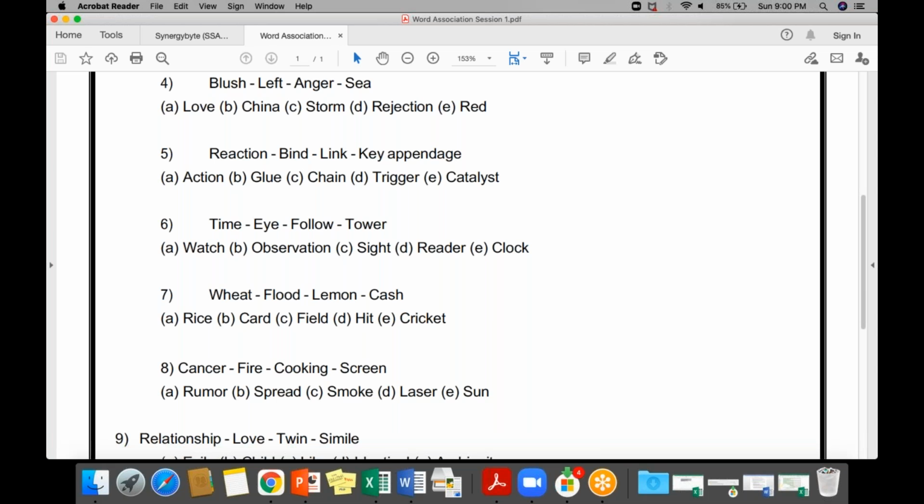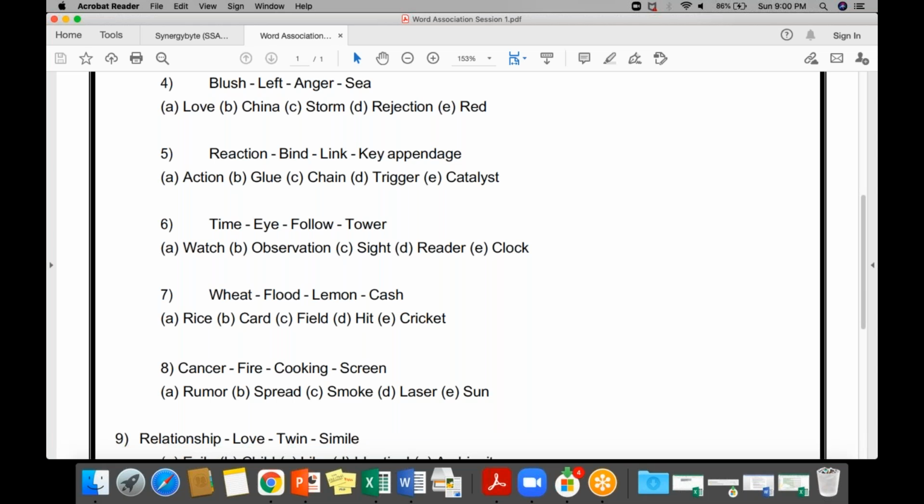How is I related to watch? Watch with eyes. Follow, watch me, watch him, follow him. How is tower related to watch? Watchtower, like a clock tower.